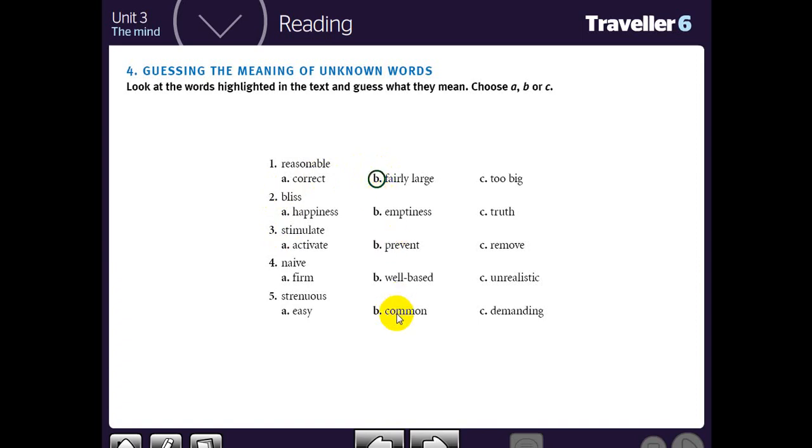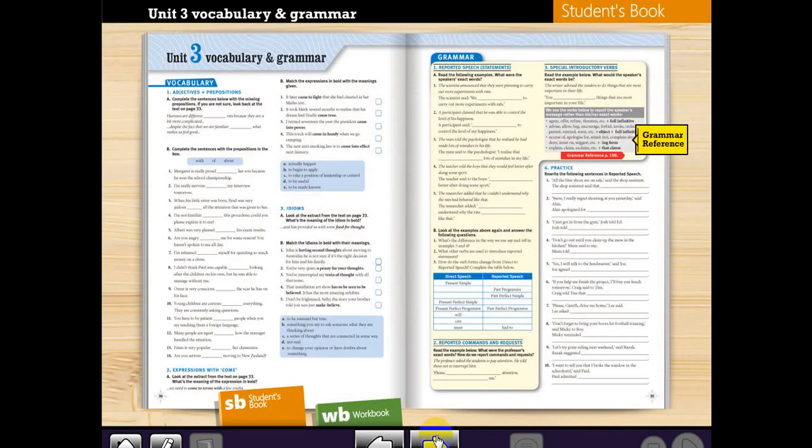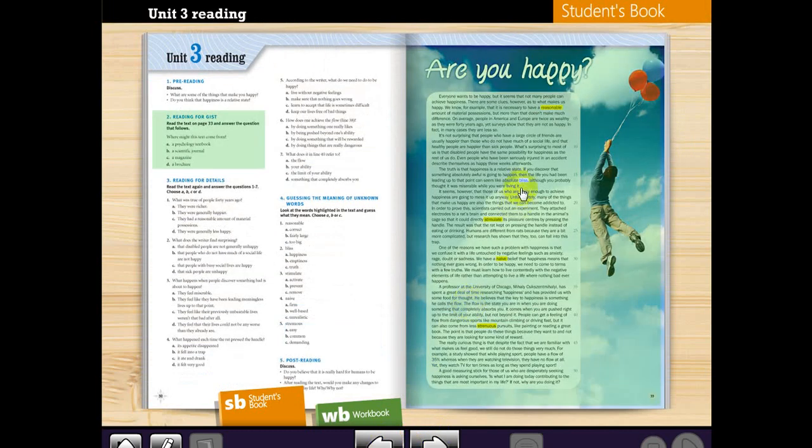Okay, go ahead to the next word, which is bliss. What do you mean by bliss in this context? Bliss is something which is good or nice. In this context, what does it mean? It can seem like absolute bliss. So the word that can match with this word in the context: happiness, emptiness, truth. Which word is more likely to be true? I think it is number 1, which is A. Number 2, A, happiness. So bliss means happiness.